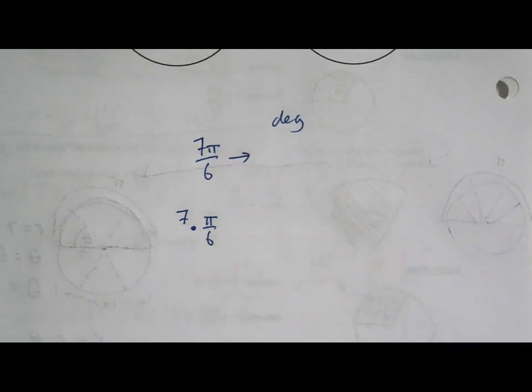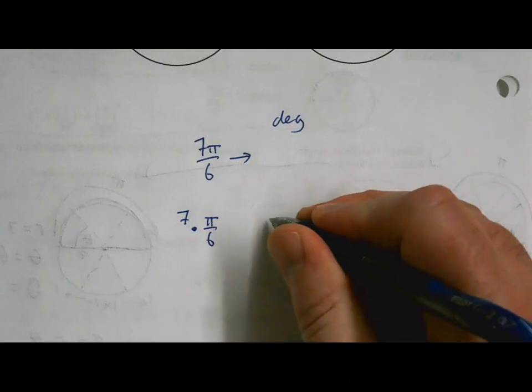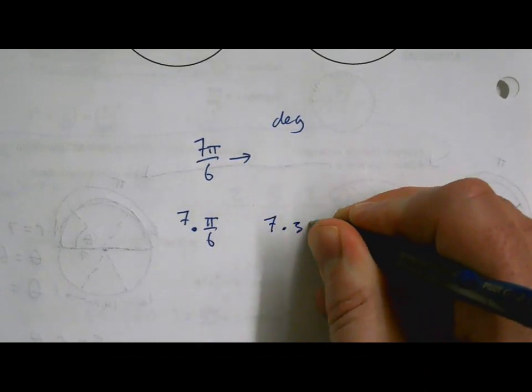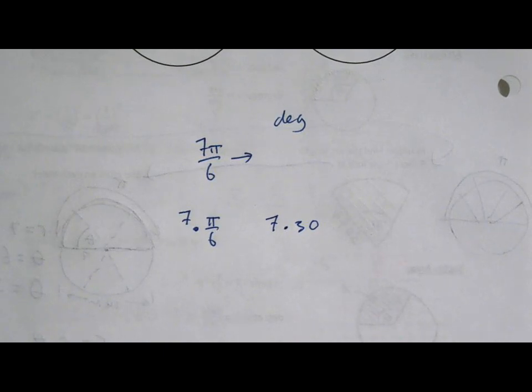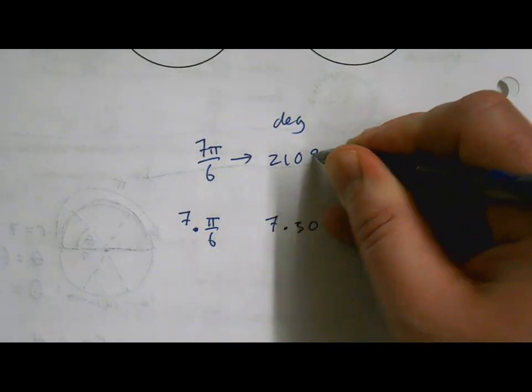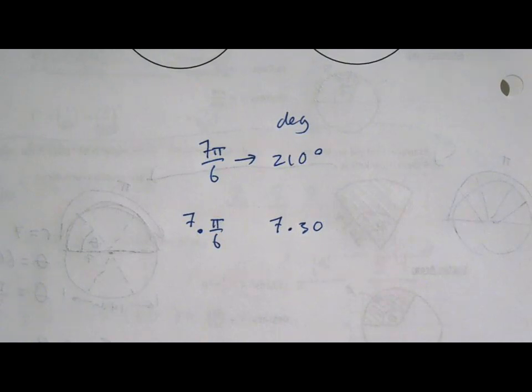And what is pi over 6 in degrees? That's 7 times 30 degrees, which is how many degrees? 210 degrees. That's it. What would 5 pi over 6 be? 5 pi over 6. Think about the pi over 6. Pi over 6 is how many degrees? Pi over 6 is 30 degrees. Times 5 is 150.